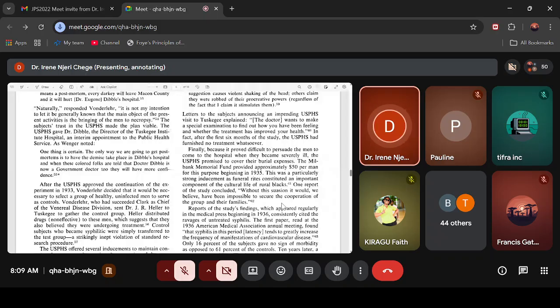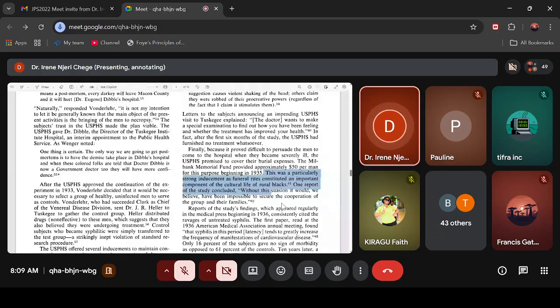Then finally, it proved difficult to persuade the men to come to hospital when they became severely ill. And so the government, or whoever this body is, said, now we'll pay for your burial. Yeah, how much? $50 per man. That was in 1935. So this was a strong inducement, as funeral rites were very important in that community.